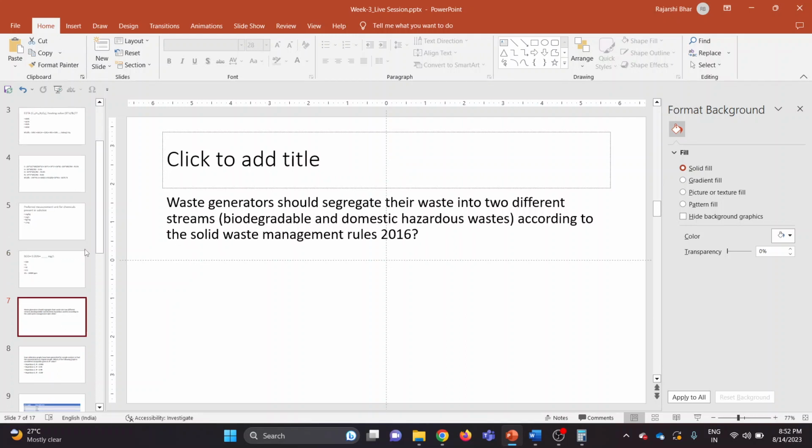Followed by: waste generators should segregate their waste into two streams, biodegradable and domestic hazardous waste, according to SWM Rules 2016. Is it true or false? The answer is false, because it should not be segregated into two. It should be done in three streams: biodegradable, non-biodegradable, and the third one, hazardous waste. Non-biodegradable, we all know, is plastics and such stuff. Biodegradable means your food waste, vegetable leftovers, those materials.